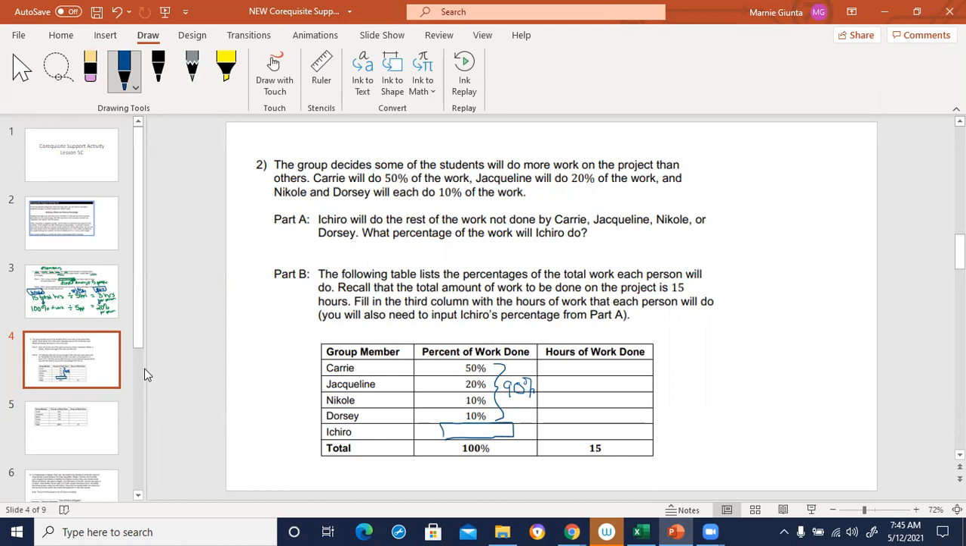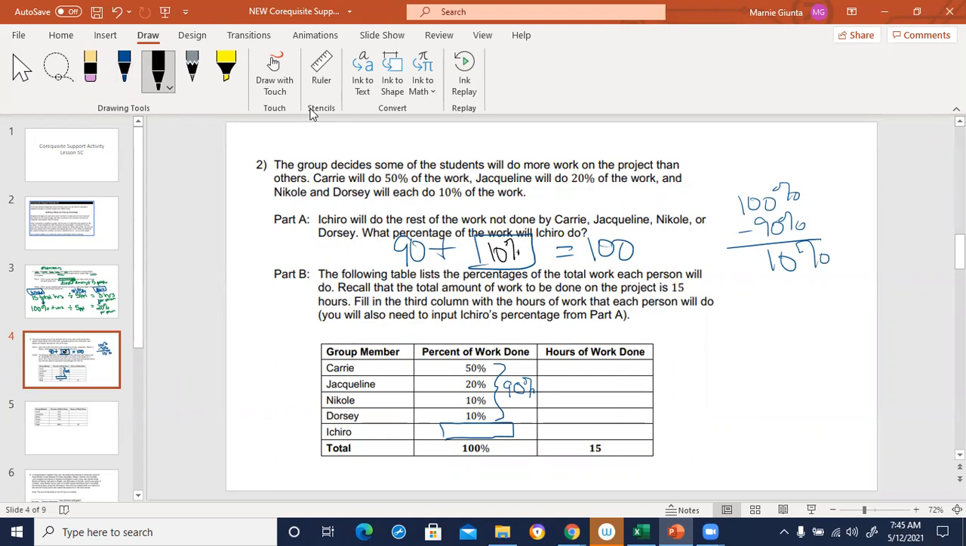So I'm going to do one of two things. 90 plus what equals 100, or I'm just going to go 100% minus 90, and what is left over? I have 10%. What must I add to 90 to get to 100? I'll put my percentage signs here, is 10. So in this answer, each row has 10% of the work to do. So if Carrie's doing 50, Jacqueline 20, Nicole 10, Dorsey 10, then each row there's 10% of work left over to make up 100%.